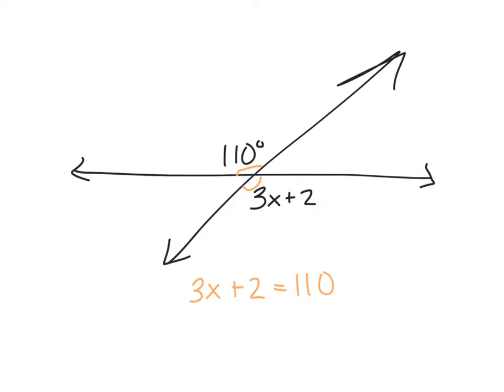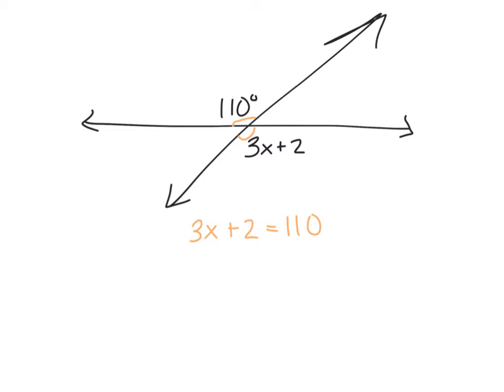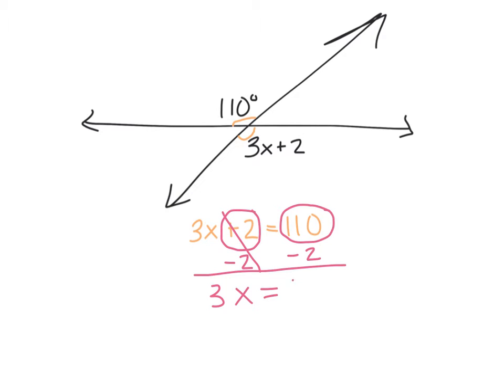From there, we are going to solve like we would any other equation using inverse operations. I'm going to start by combining my like terms, which would be the 2 and the 110, they're constants. So we're going to subtract 2 from both sides. When we do that, these cancel out, and we're left with 3x equals 108.